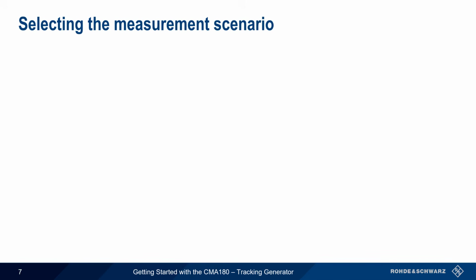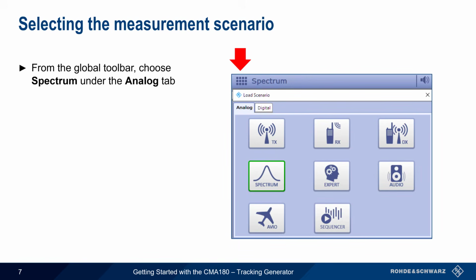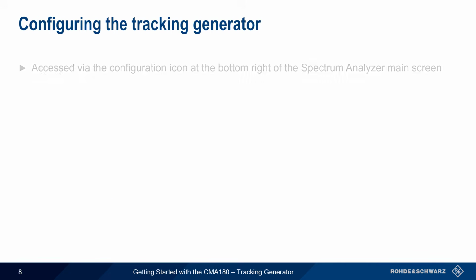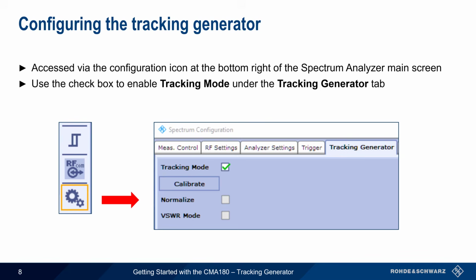To measure cables using the CMA180's tracking generator, select the Spectrum Analyzer scenario by clicking on the global toolbar, and then choose Spectrum under the Analog tab. Once the application is started, press the folder icon to toggle between Split Mode, which shows the generator and analyzer applications side by side, and the Merged Mode, where only one application is displayed at a time. To configure the tracking generator, click on the Configuration icon in the bottom right corner of the main Spectrum Analyzer screen. Then click the checkbox to enable Tracking Mode under the Tracking Generator tab.